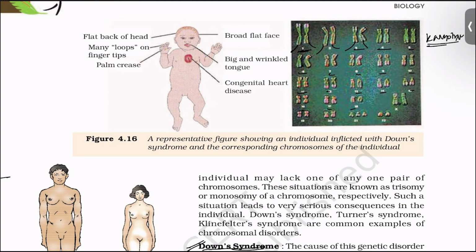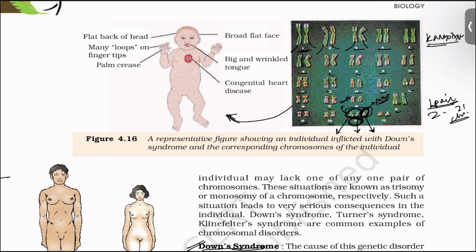But see, at the 21st pair, here we have 3. Normally there should be only 2 chromosome 21s in an individual. But in a patient of Down syndrome, we see that there are 3 chromosome 21s. And how it happens is, one is from the father and the other 2 are from the mother.